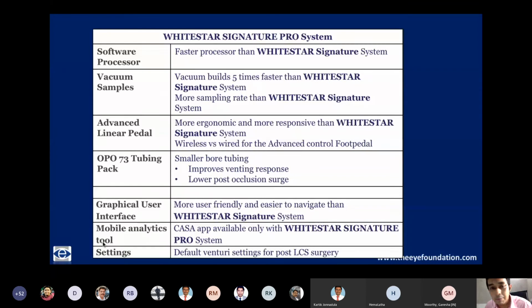So the WhiteStar, just to sum up the advantages of the Signature Pro over the previous Signature system, it has a faster processor. The vacuum building is 5 times faster than the previous Signature.